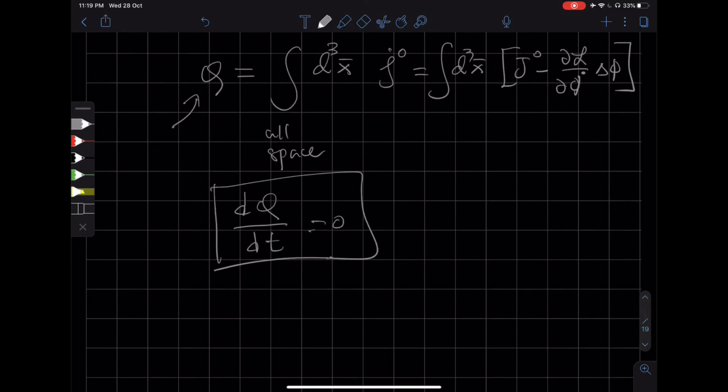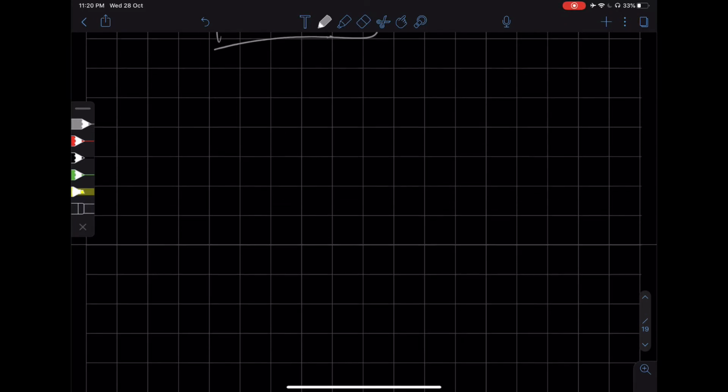So this is Noether's theorem. It not just tells you that given a continuous global symmetry of your theory, there is a conserved current and a conserved charge, it also gives you what that charge is. So let's look at some examples.